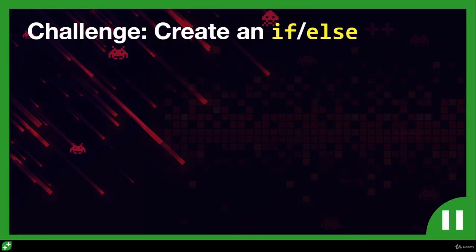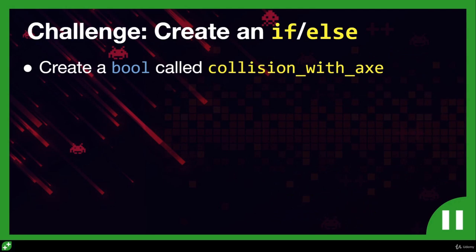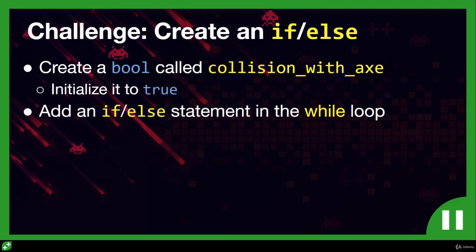So your challenge is to create an if-else statement. First, create a bool called collision with axe. Initialize this to true for now. We're not going to be doing collision detection in this video. Now add an if-else statement inside the while loop. Do this just under our call to clear background.